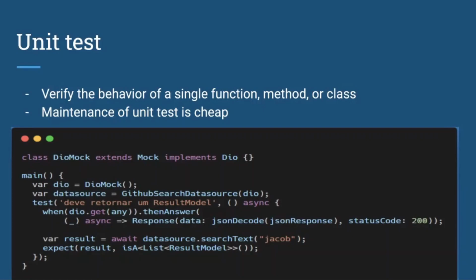In this case we have our boss Jacoby's example, and he is testing a data source file using unit tests. Here he's mocking the GUI and then calls an external API, and then he expects a list of result models. So if you use unit tests to verify all the functions, then you can be sure of the functionality of your app and guarantee the quality and security of your app.